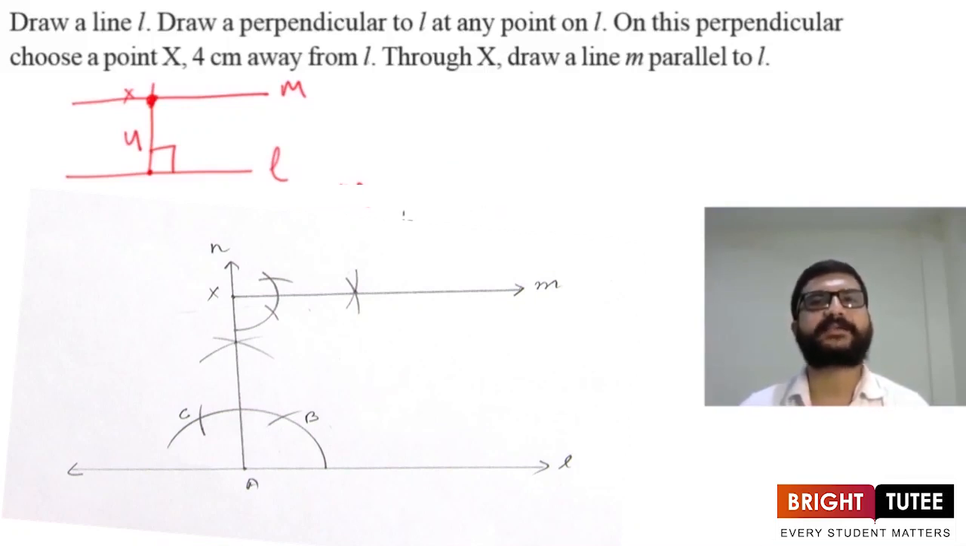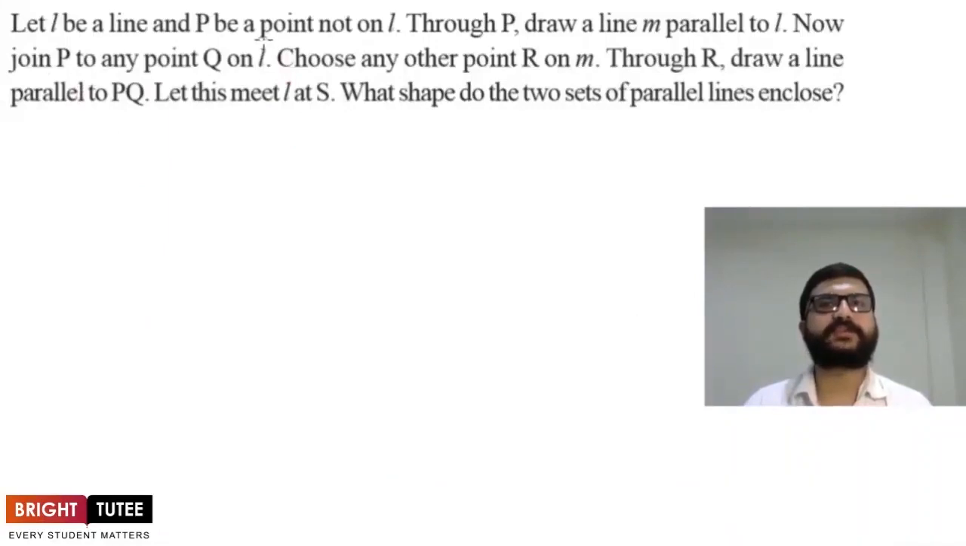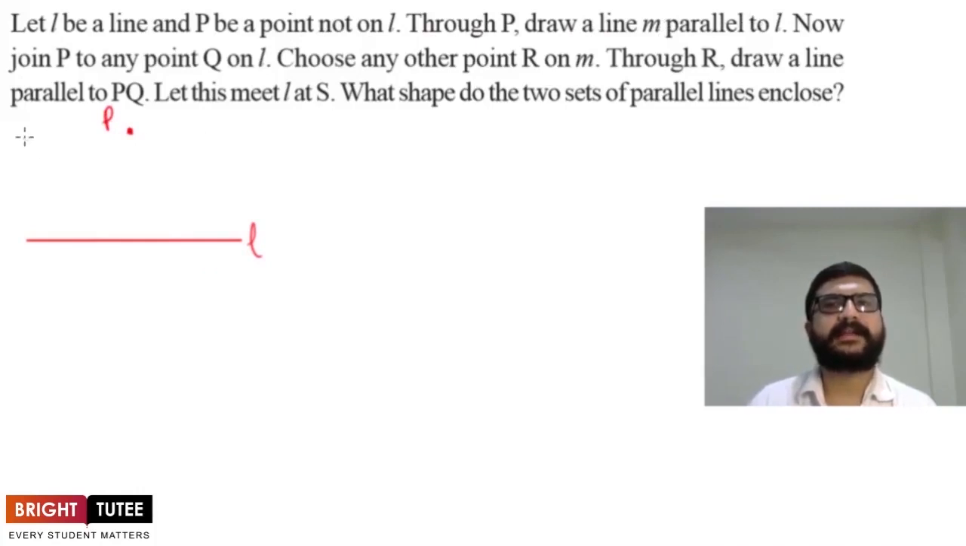Now let's move to the next question. Now here is the last question of this session. The question is, let L be a line and P be any point not on line L. So let's draw a rough sketch for this. So here is the line L, and somewhere here is point P which is not on line L. And then through point P draw a line parallel to L and let it be line M. So here we have to draw a line which is passing through point P, and let's say it is line M. Now these two lines are parallel. M is parallel to L.